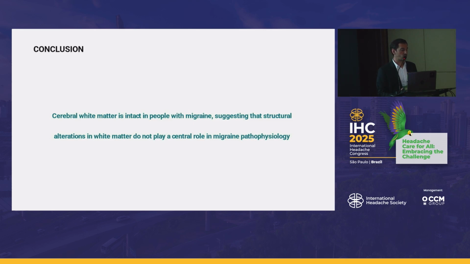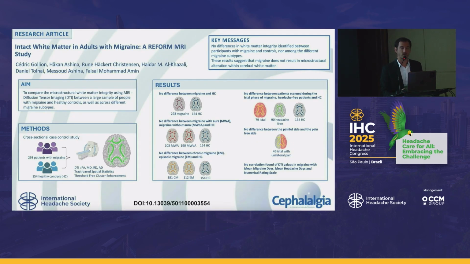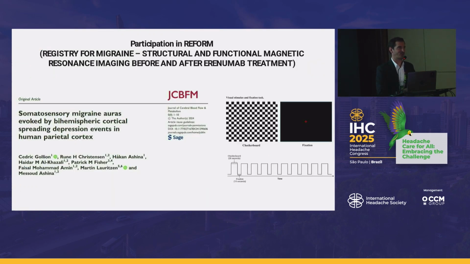In conclusion, cerebral white matter is intact in people with migraine, suggesting that structural alterations in white matter do not play a central role in migraine pathophysiology. I see that I have a few minutes left, so this is the publication in Cephalalgia. Just to remind you that when you publish in Cephalalgia, you're invited to create a graphical abstract, and we always enjoy a nice graphical abstract.